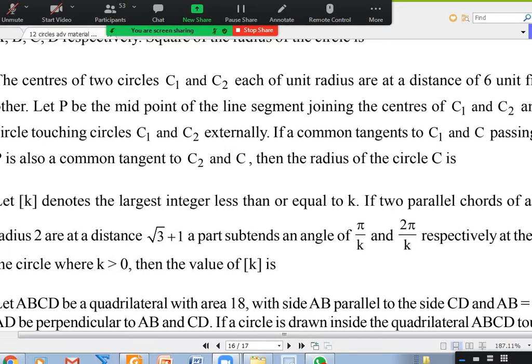The common tangent of C1 and C passing through P is also a common tangent to C2 and C. This is a common tangent for C1 and C also. Yes, everything is fine. Now we have to find the radius of circle C.